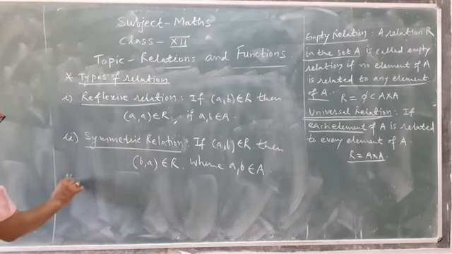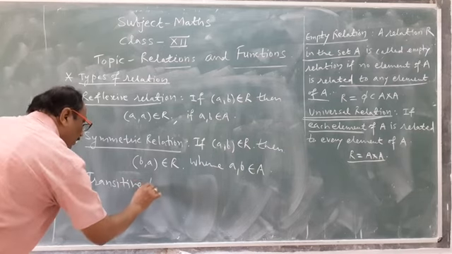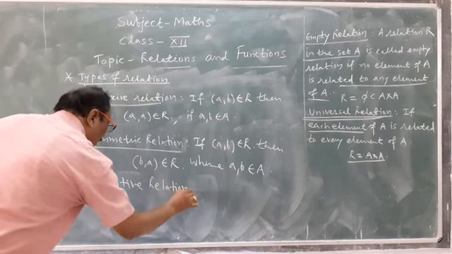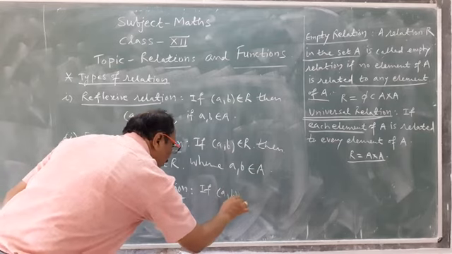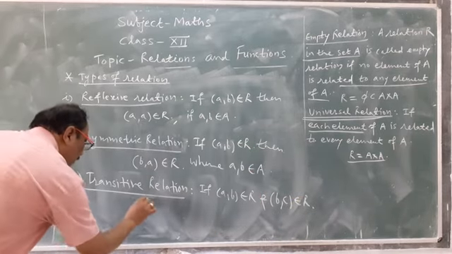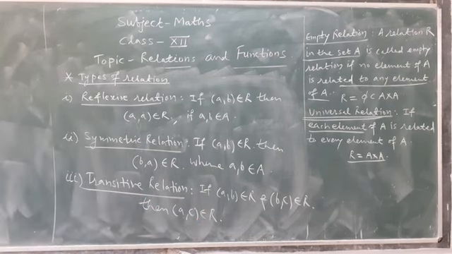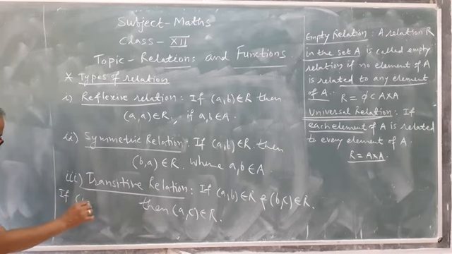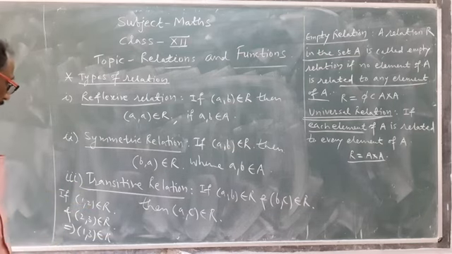Third one is transitive relation. Transitive relation means a relation in which if (a, b) belongs to R and (b, c) belongs to R, then (a, c) also belongs to R. If ordered pair (1, 2) belongs to R and ordered pair (2, 3) belongs to R, then (1, 3) should belong to R. Then and only then the relation is transitive.